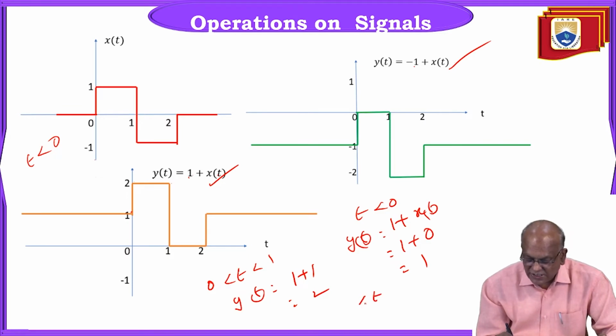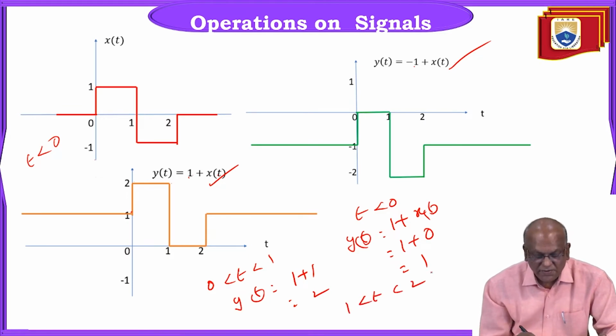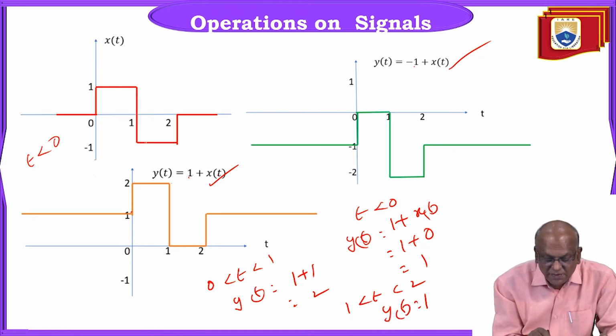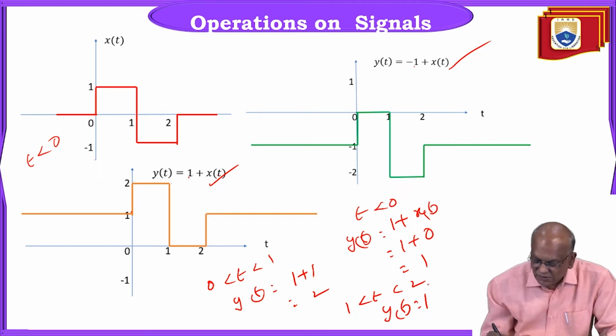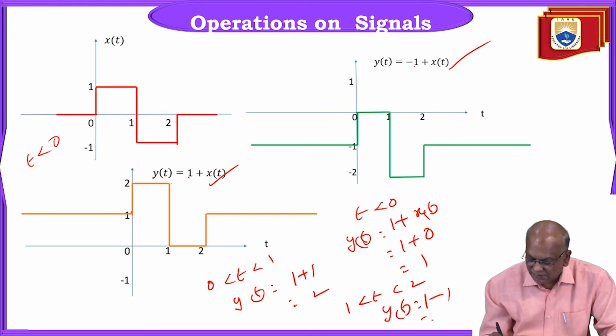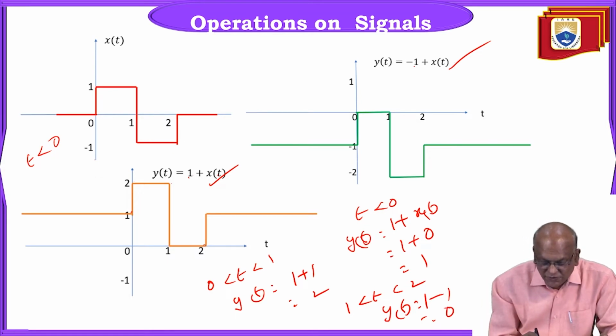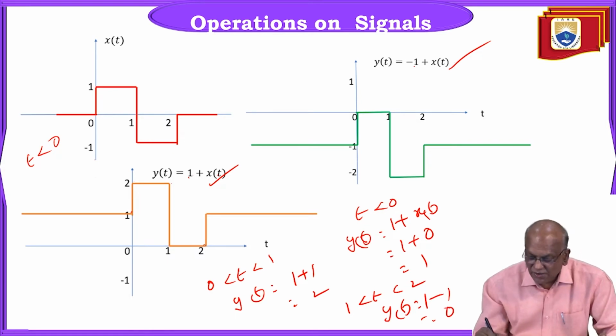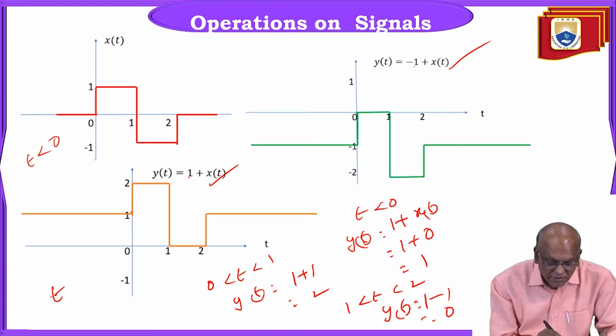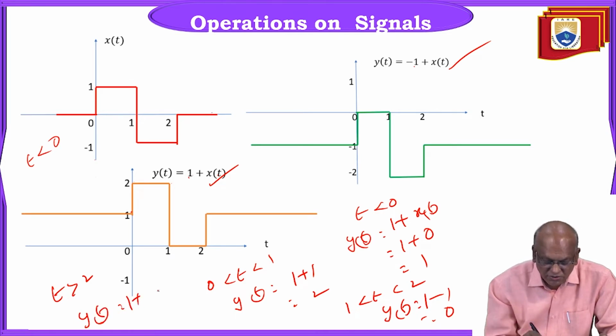For t between 1 and 2, y of t becomes 1 plus x of t, where x of t equals minus 1 in the interval of 1 and 2. Minus 1 plus 1 becomes 0, so y of t becomes 0. And for t greater than 2, y of t equals 1 plus x of t, where x of t is 0, so that becomes 1. That's why you get the value 1.